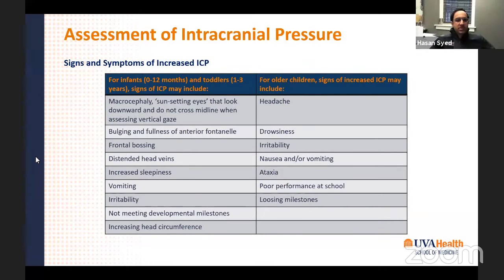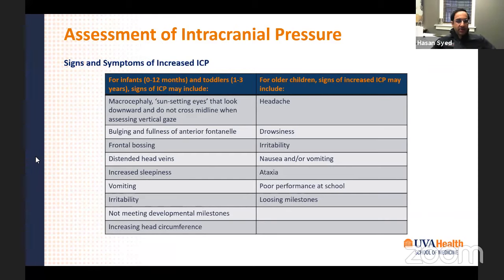So just briefly about assessing intracranial pressure in pediatric patients. For those infants who have an anterior fontanelle, and then those that are toddlers, usually macrocephaly is one of the indications that there could be something going on. Sunsetting eyes that look downward, similar to Parinaud's phenomenon, bulging and fullness of the anterior fontanelle we talked about. It's sort of like a window into the brain and a pressure valve. Frontal bossing, distended head veins are also indicators of elevated ICPs.